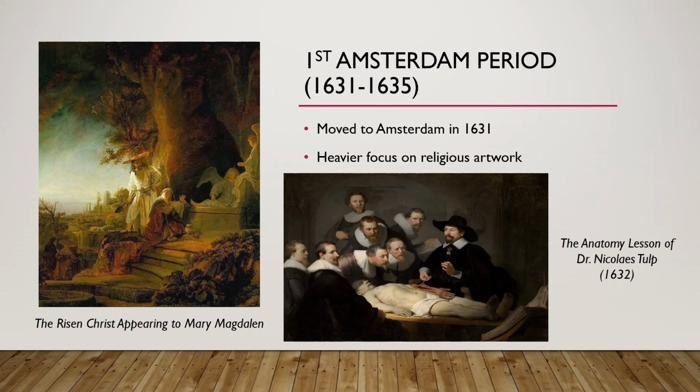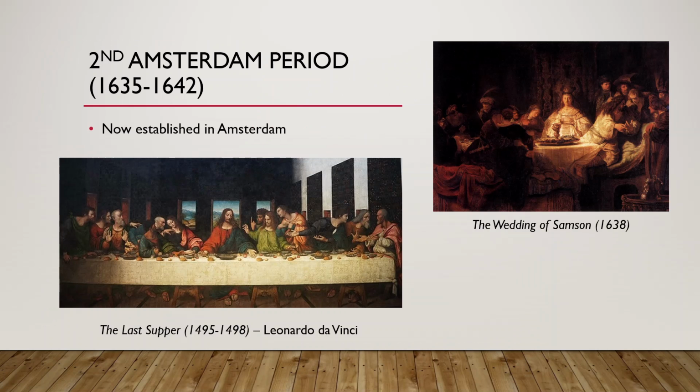Additionally, during these years, influence from Peter Paul Rubens was evident, who was a Flemish artist with whom Rembrandt often competed. So after this period in his life, his second Amsterdam period began, and this lasted from 1635 to 1642. So in 1635, Rembrandt moved out of his friend's house with whom he was living and established himself in Amsterdam with his family and his wife.